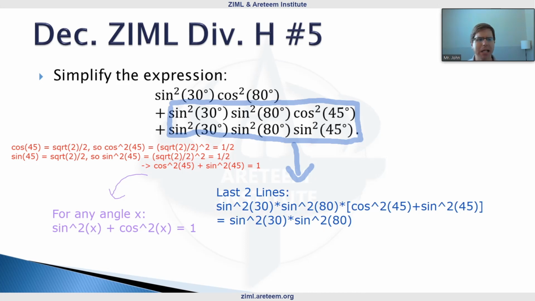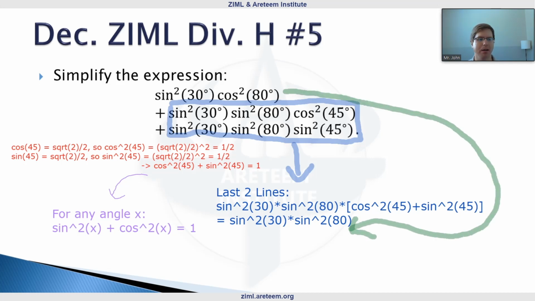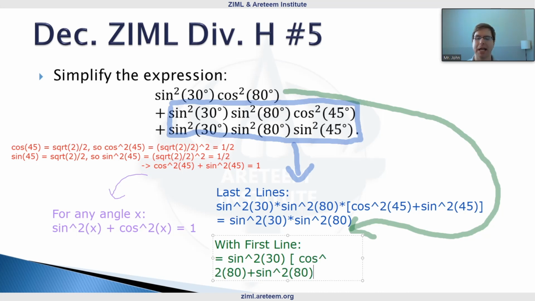But now what happens when we combine that with the first line? If we bring in that first line as well, notice that it has a cosine squared of 80. So with the first line, the sine squared of 30 comes out. We can pull that out. And now we have cosine squared of 80 plus sine squared of 80.